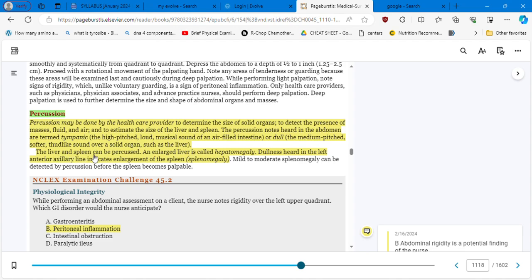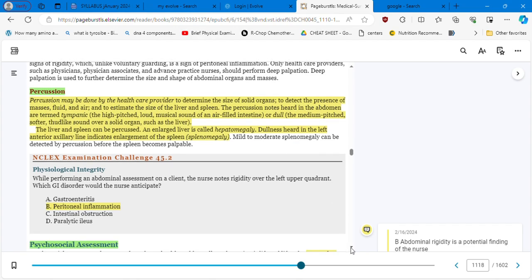The liver and spleen can be percussed. An enlarged liver is called hepatomegaly. Dullness heard in the left anterior axillary line indicates enlargement of the spleen, splenomegaly. You never do deep palpation on the spleen, okay? It's not in your scope of practice for nurses.